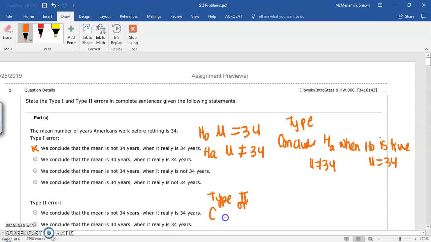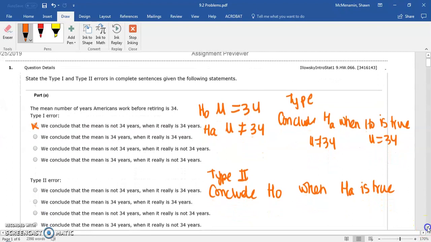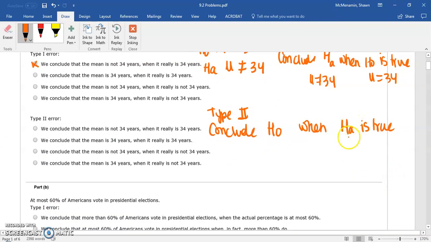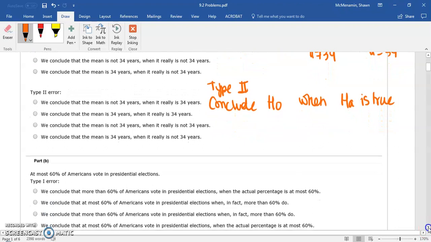A type 2 error is when you conclude H naught when HA is true. Really, concluding H naught, you aren't proving that H naught is true. You're just failing to reject H naught when HA is true, which means when H naught is false.